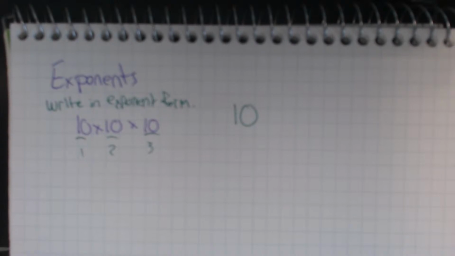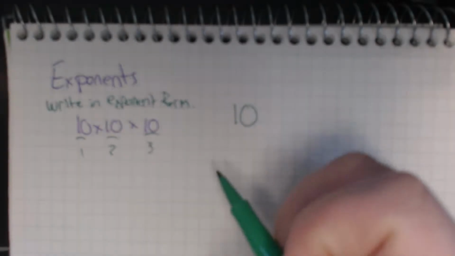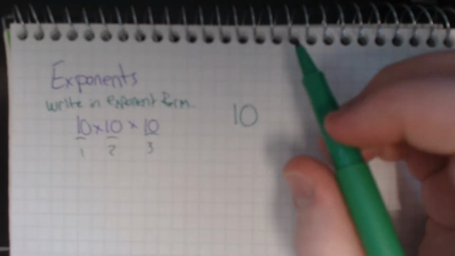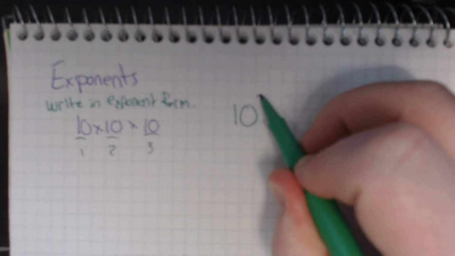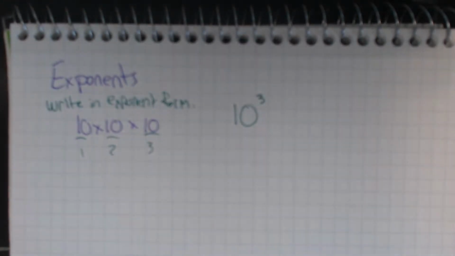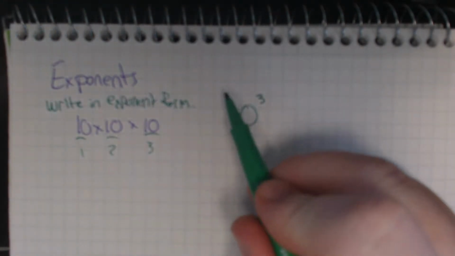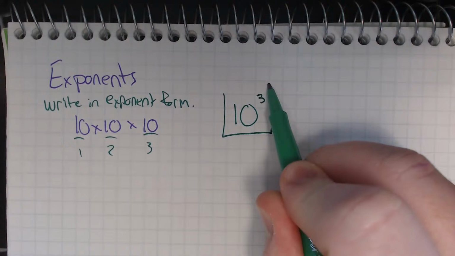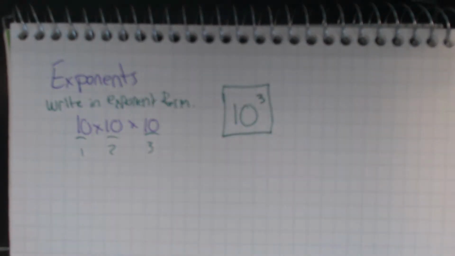But right now we are looking for an exponent. So what I'm going to do is I have 3 of these 10s, which is our base. I'm going to take that number 3 and I'm going to make it really small and put it up here. And just like that, you have written this number in exponent form. And this is just another way to represent numbers. So we don't have to write 10 times 10 times 10. We can just write 10 to the third power.